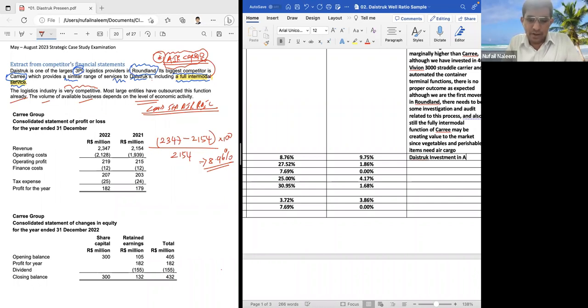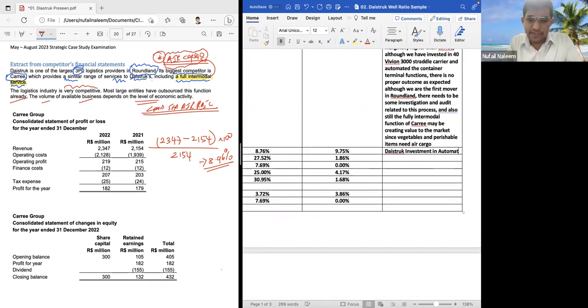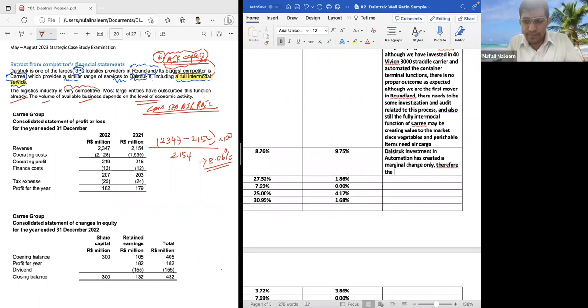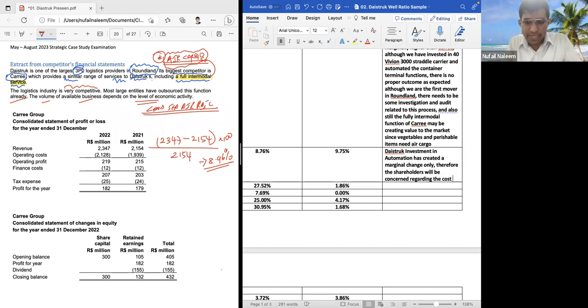Daistruk's investment in automation has created only a marginal change. A marginal change, what, students? Only. Therefore, the shareholders will be concerned regarding the cost benefit analysis of the project.